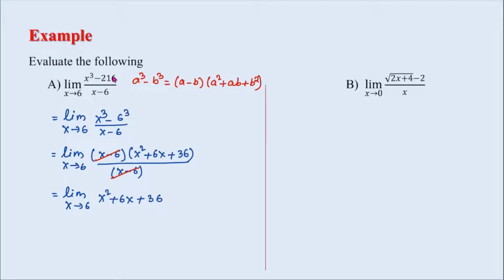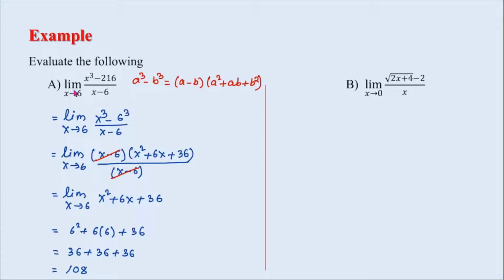Now the limit of this fraction has changed to the limit of a polynomial function. When we calculate the limit of a polynomial function, we can perform direct substitution. So let's substitute 6. This will be 6 squared. The next one will be 6 times 6. And the last one is 36. So 6 squared is 36, 6 times 6 is 36, plus 36. So 36 plus 36 plus 36 is 3 times 36, which is 108. So that is the limit for the first part.